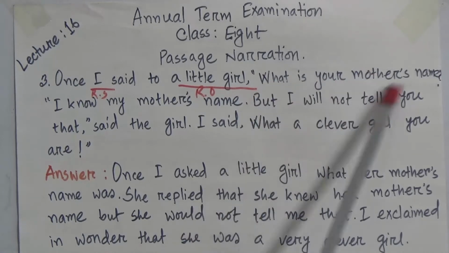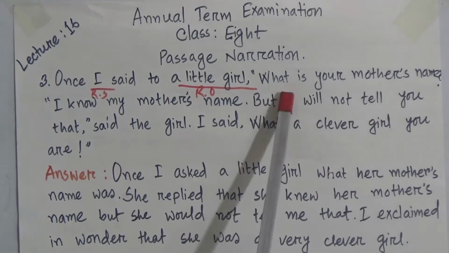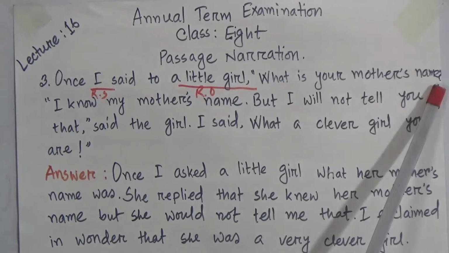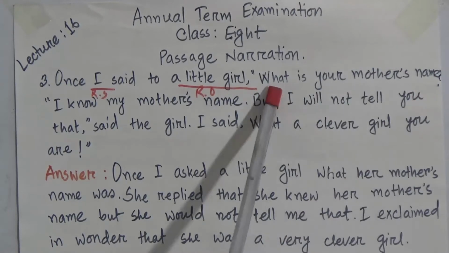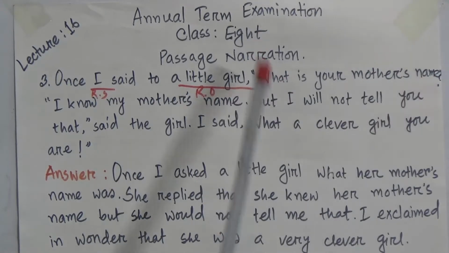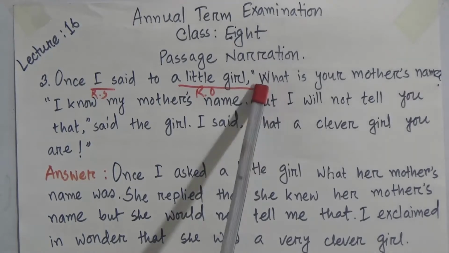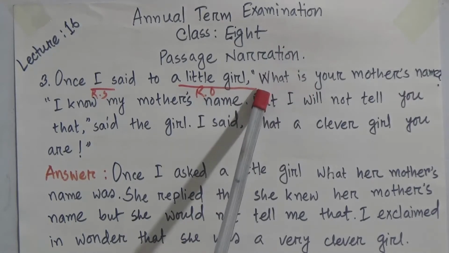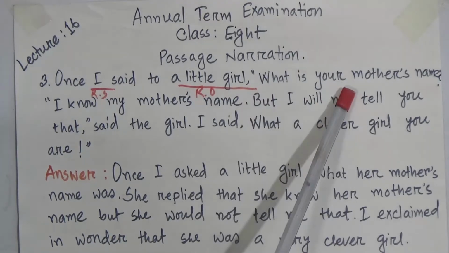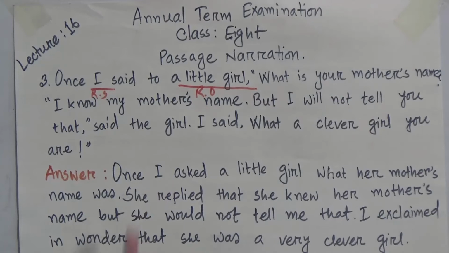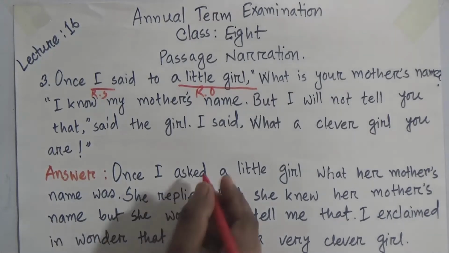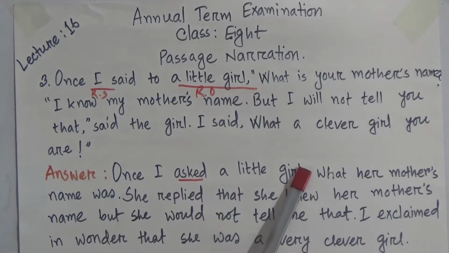Now, what is your mother's name? Can you say what sentence this is? After finishing the sentence, you may find a question mark. So it's an interrogative sentence. It begins with a WH pronoun, what. And although it's an interrogative sentence, we have to use asked. So, once I asked a little girl.